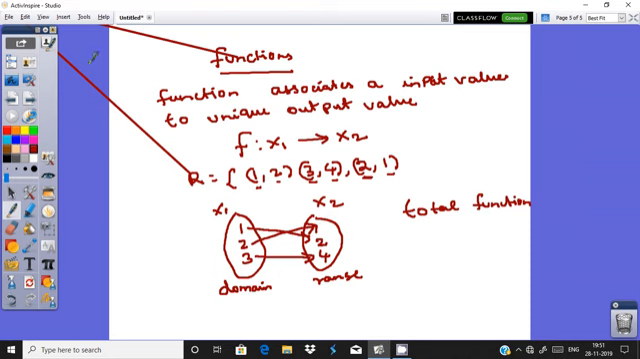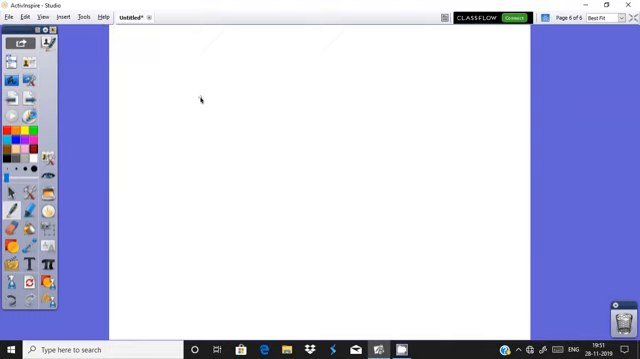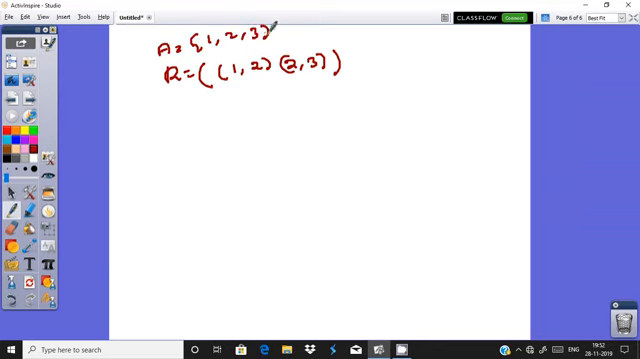Suppose we have another example. Say I have a relation R equal to (1, 2) and (2, 3), and the set of elements is 1, 2, 3. So these are the set of elements.